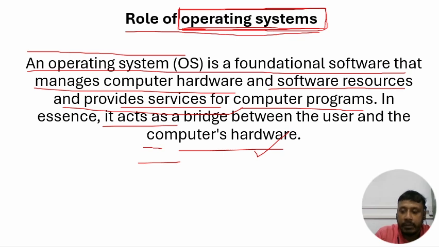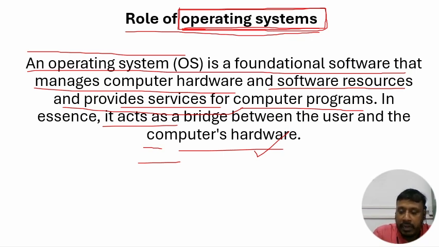Next is the real-time operating system. It processes data instantly and responds within a strict time limit. It is used in systems like air traffic control or medical devices where real-time data is needed. Another type is the multi-programming operating system. As the name suggests, multiple programs run at the same time. It allows more than one program to run concurrently using CPU scheduling.